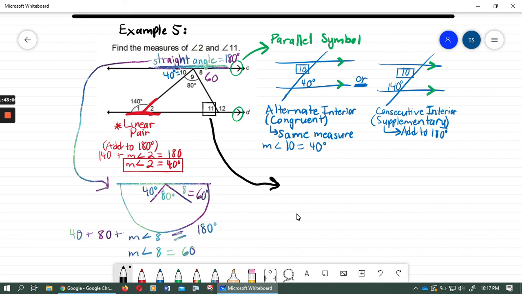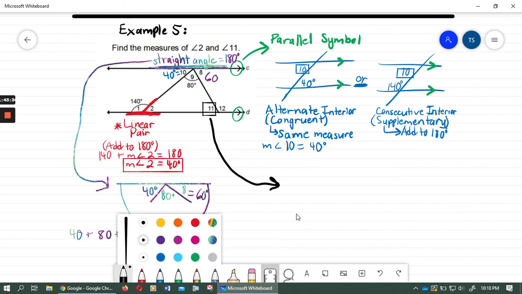Yes, this is the same example, folks, because they asked us to find the measure of angle 2, which we have found, and we used to find other information, and now we're trying to find the measure of angle 11. But we had to find other information and use multiple concepts to do that, like alternate interior angles or consecutive interior angles with parallel lines, and like the fact that a straight angle equals 180.